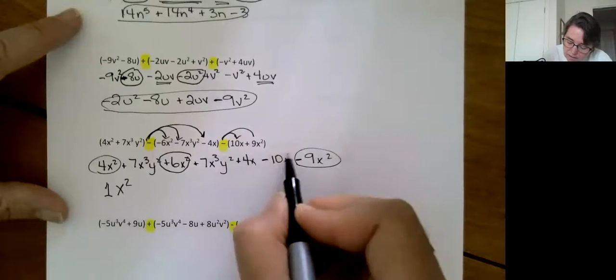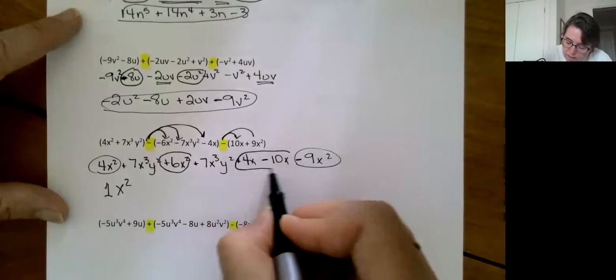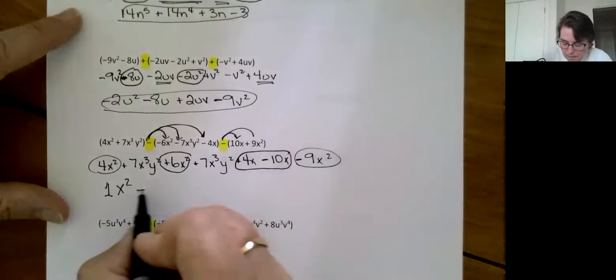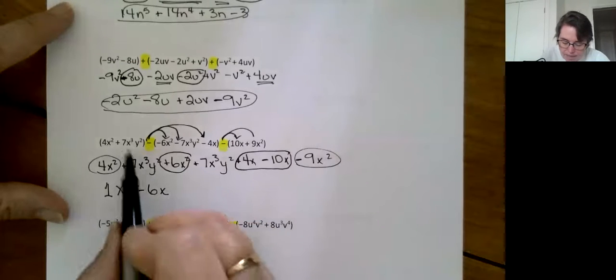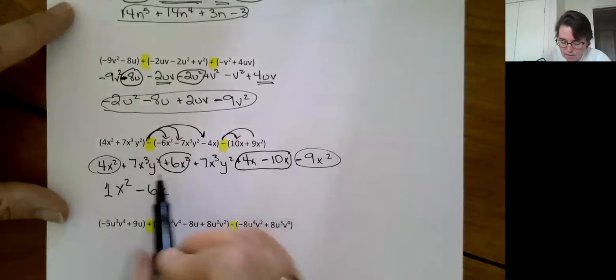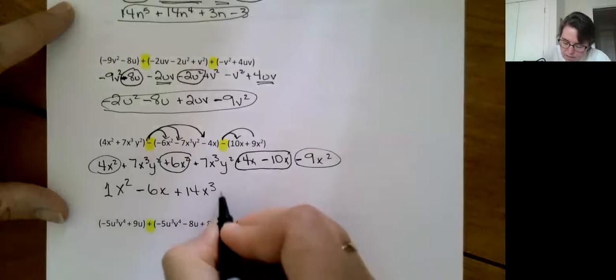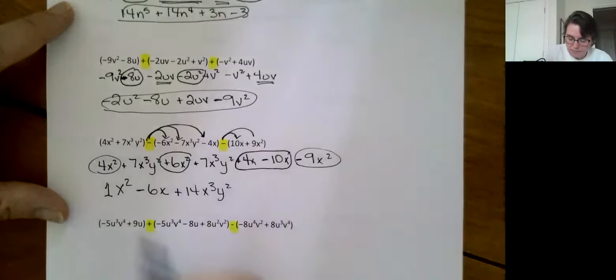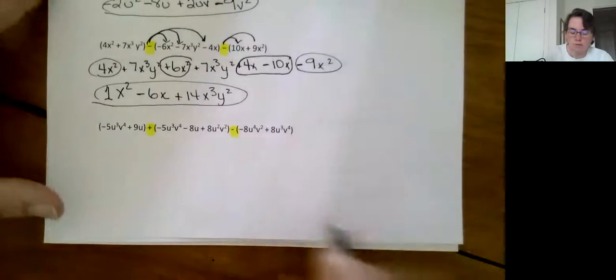And then we have a 4x and a minus 10x. That's going to be minus 6x. And then we have x cubed y squared, and that one's the same, x cubed y squared plus 14x cubed y squared. There we go. Last one.